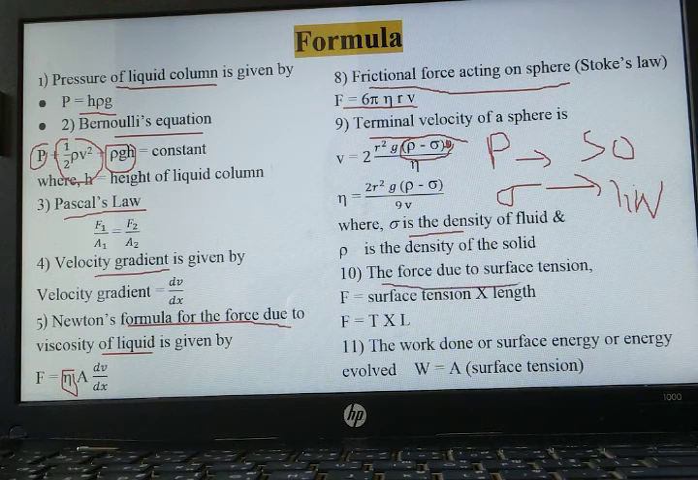Next one, the force due to surface tension is given by F is equal to surface tension into length, so F is equal to T into L. Now the work done or the surface energy is given by W is equal to A into surface tension, where A is the area, W is the work done, and surface tension is denoted by T.